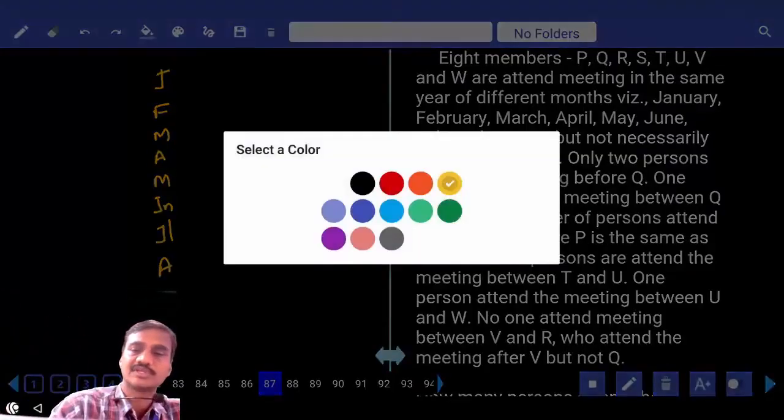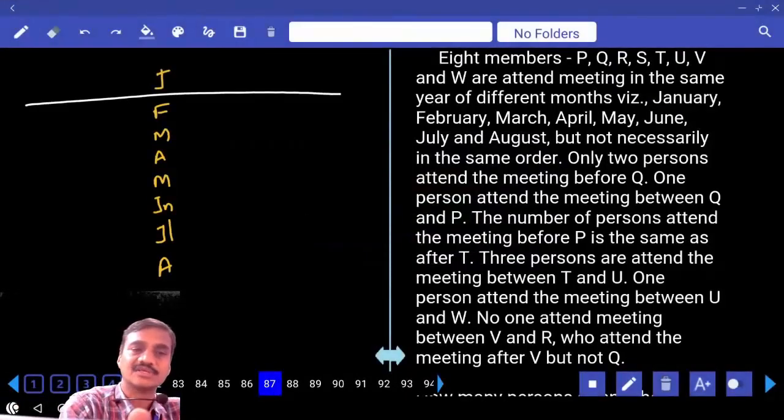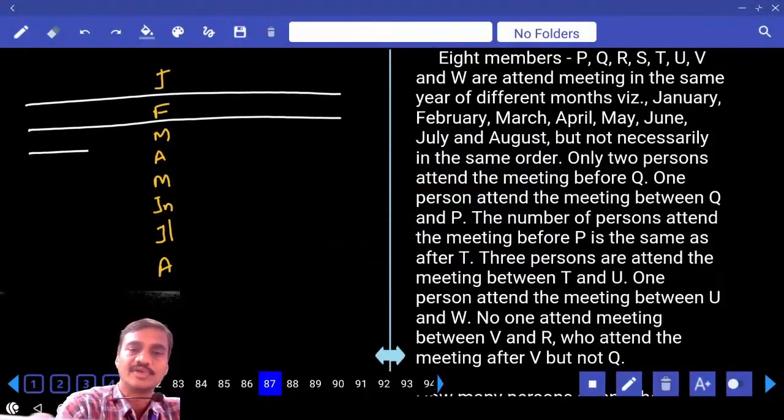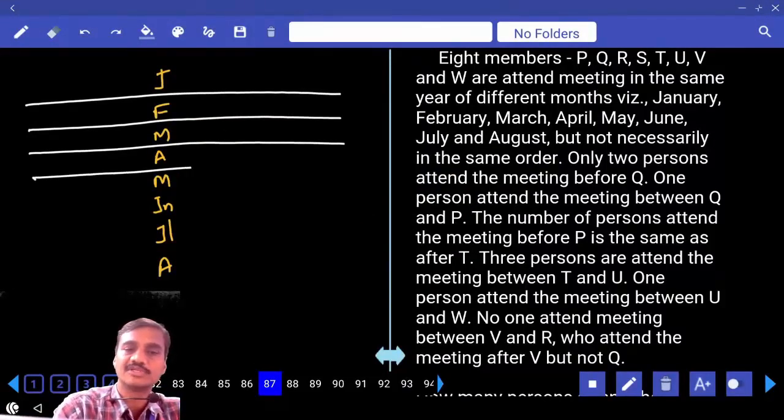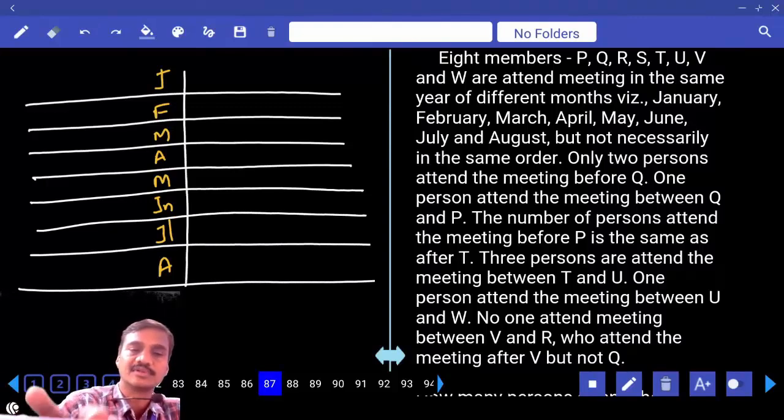Now 8 months were given. Then we need to extend the lines like this, wherein we can work out 2 possibilities simultaneously. If there is a second possibility, then we can represent it like this. Then coming to condition number 1.